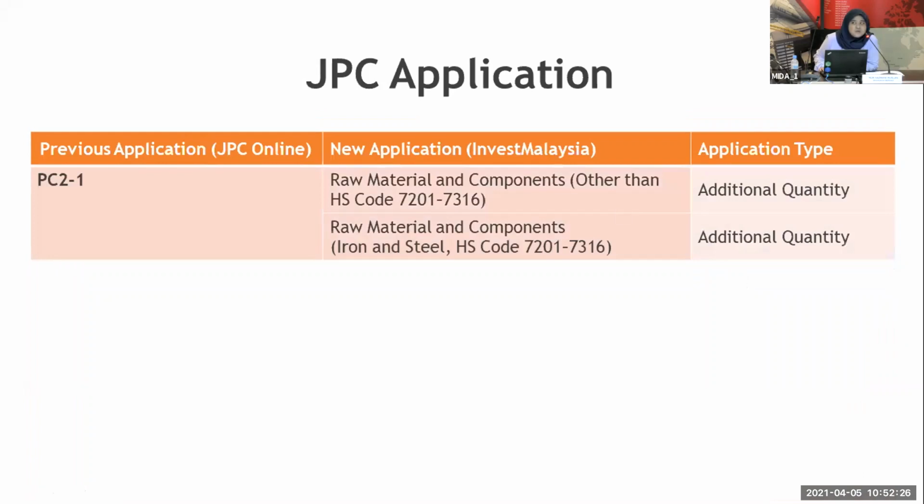Okay. So previously in JPC Online, for additional quantity, the application is PC2-1. So when you say PC2-1 in JPC Online, it is referring to additional quantity, but in Invest Malaysia, the additional quantity is a separate application type. It means you're applying for the same raw material and component application, but you have to apply for the additional quantity application.